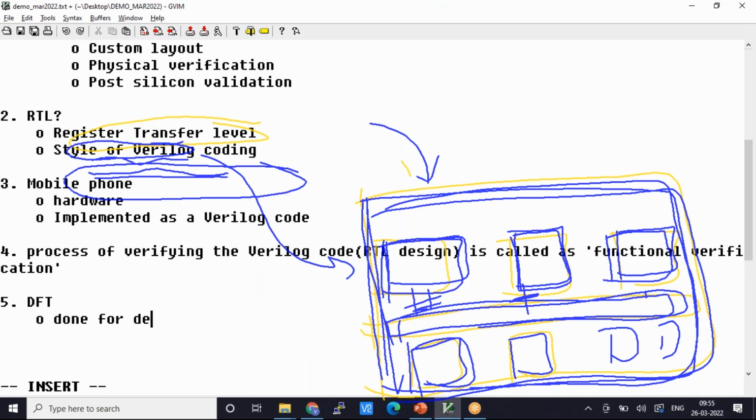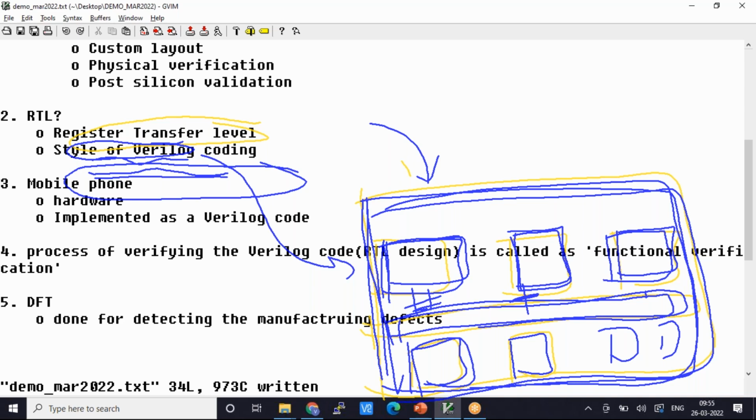Done for detecting the manufacturing defects. If there are any manufacturing defects in the chip, they will be very small in size. See how small? In 1 square centimeter, let's say, 100 crore transistors will be there. Inside a small chip, 100 crore transistors will be there.